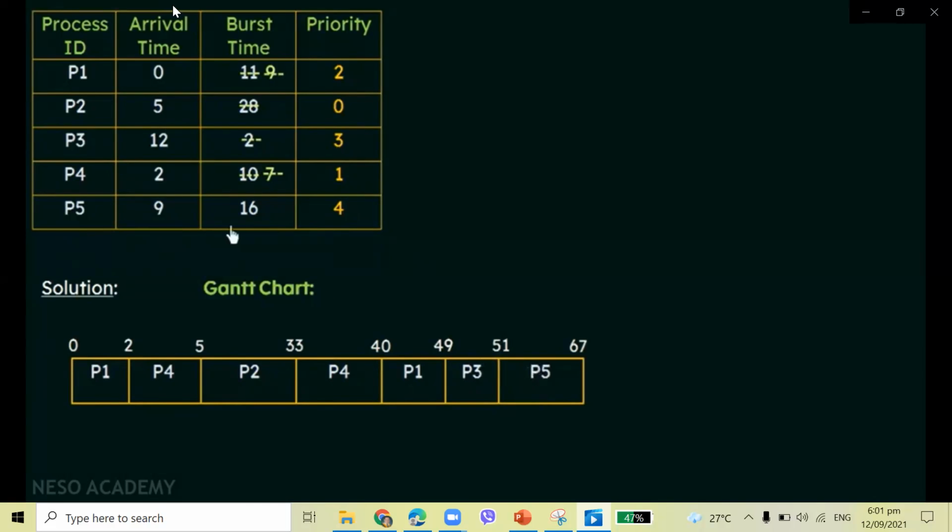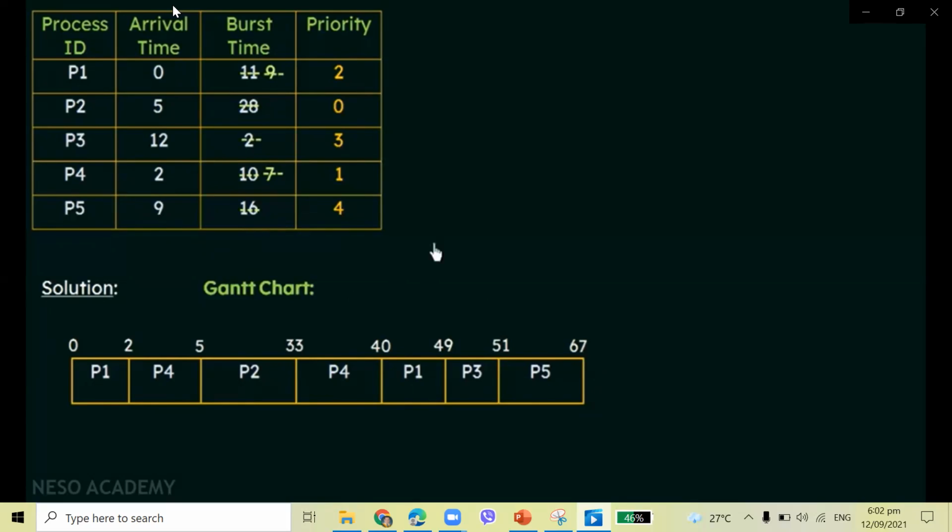So P5 gets the CPU, and how long will it execute? It will execute for 16 milliseconds. So P5 executes from 51 plus 16, that is up to 67 milliseconds. So P5 executes up to the 65 millisecond, and at this point all the processes have completed their execution. So this is how we form the Gantt chart for a set of processes that follow preemptive priority scheduling.